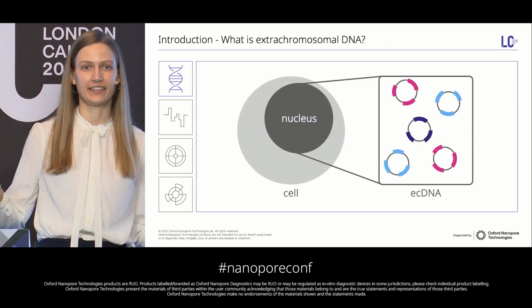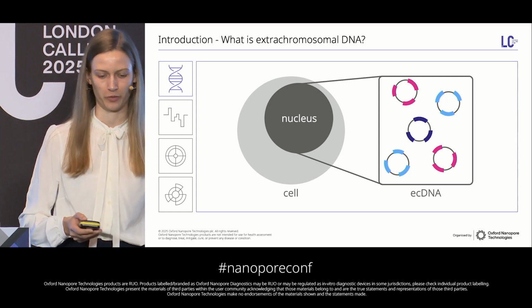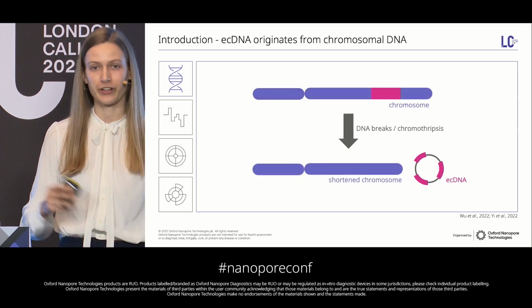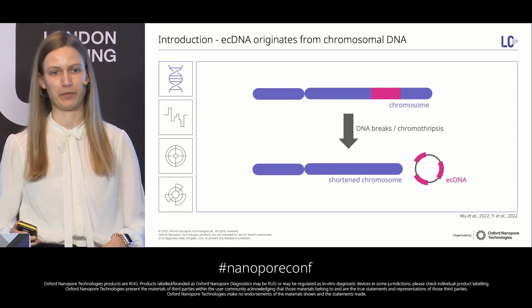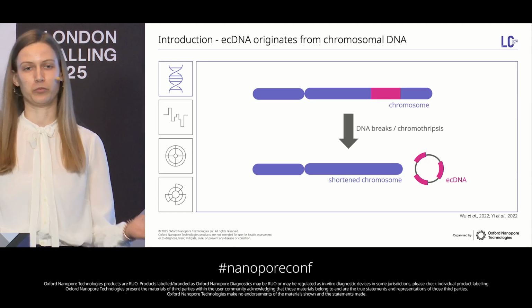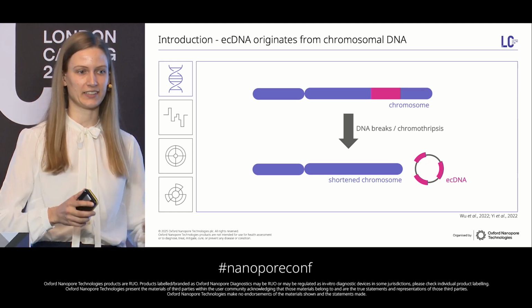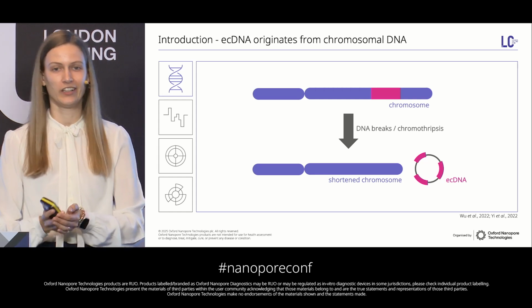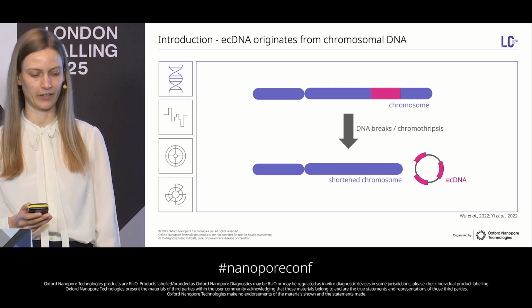So ecDNA essentially are just these freely floating circles in the nucleus next to the chromosomes. They originate from chromosomes, and in cancer, where we get lots of DNA damage events, like, for example, DNA double-strand breaks or even more severe chromothripsis, a bit of the chromosome is excised and religates onto the circle, so you end up with ecDNA and a shortened chromosome.